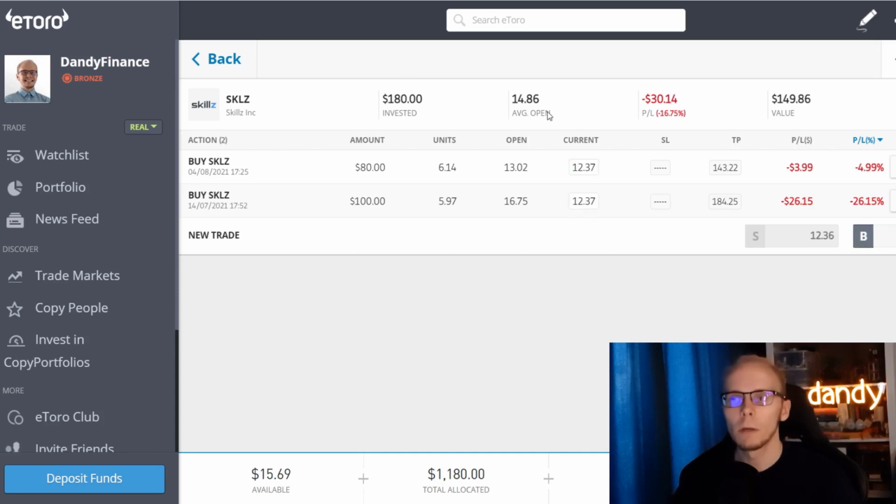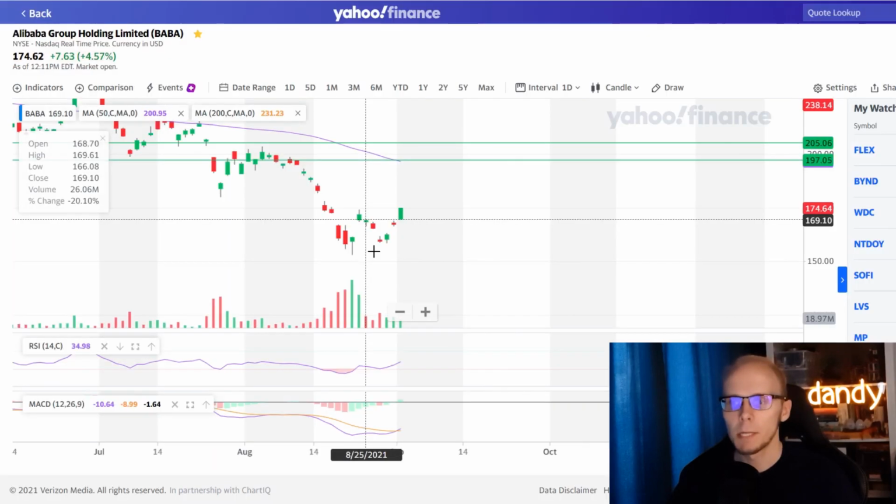We currently have $180 invested with an average of $14.86 per share. Unfortunately, this is now in the red with minus 16.81%, and that makes the value of this position at $149.86. Let's see how the stock moves further, but I will be buying back in if it drops closer to our third support target.